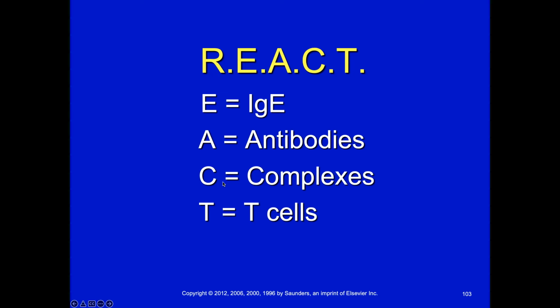Remember that all 3 of these are because of dysfunctional B cells. And then finally, we come down to T for T cells. So this is the cytotoxic and T helper cell type of origin.